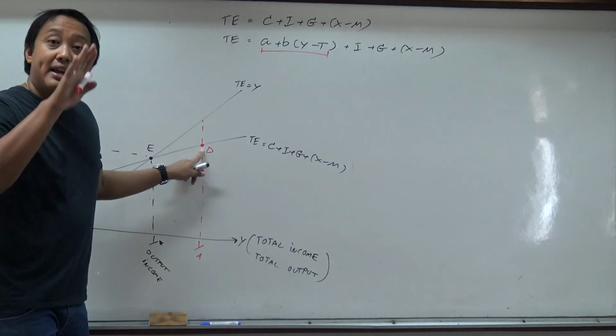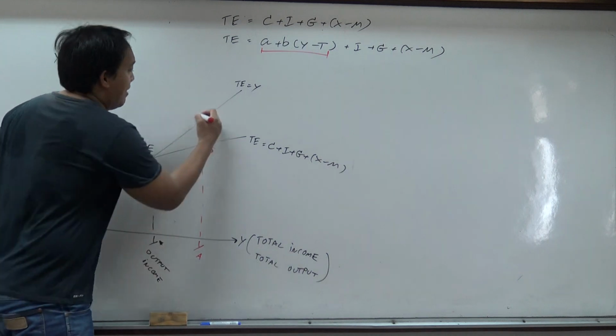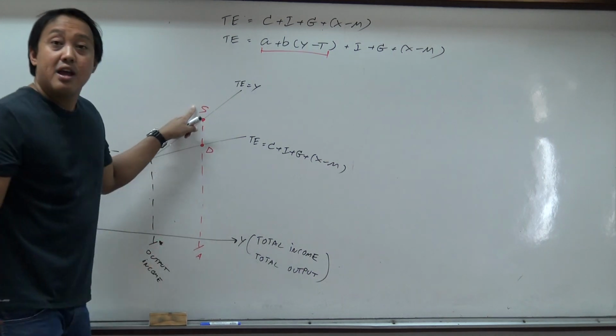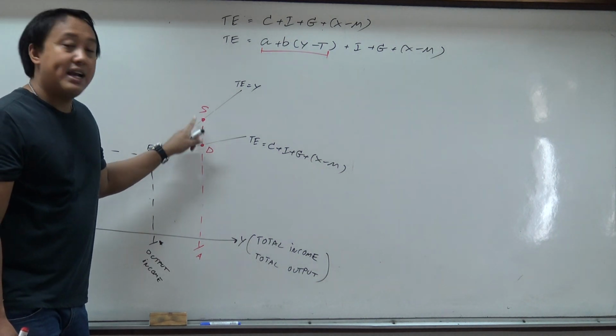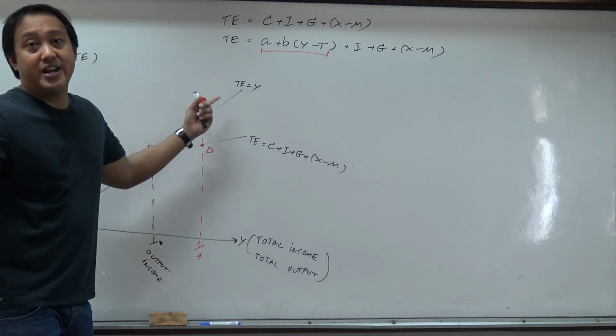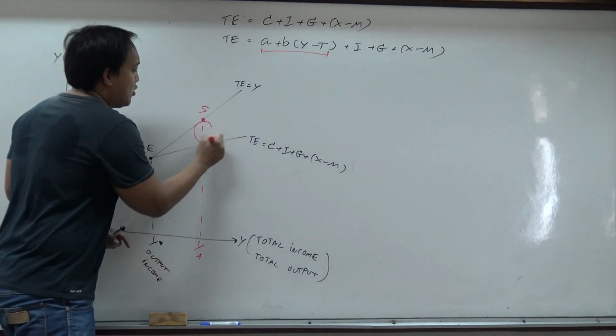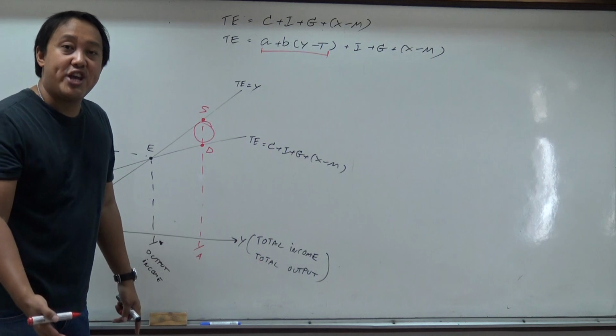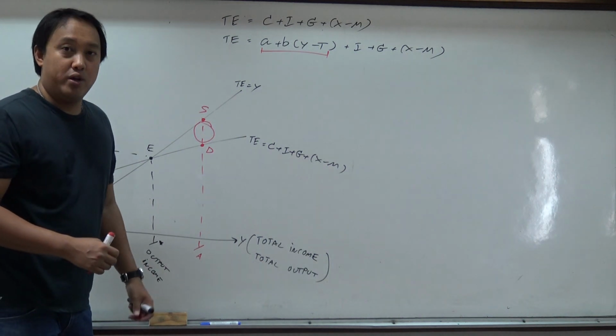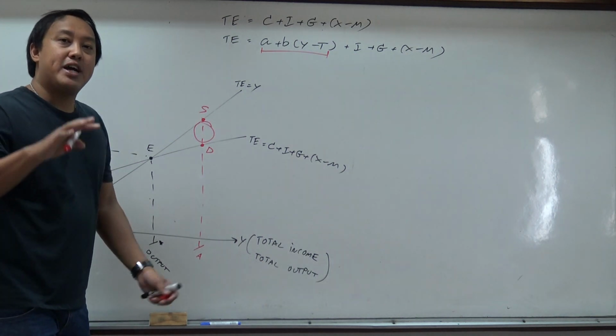Demand is low, and the 45-degree curve is high. It's like supply, because the 45-degree curve represents total output. So demand is lower than supply. So what are you going to do? You have the gap over here. Demand is less than supply. People purchase less than total output. So how is the economy going to adjust itself?